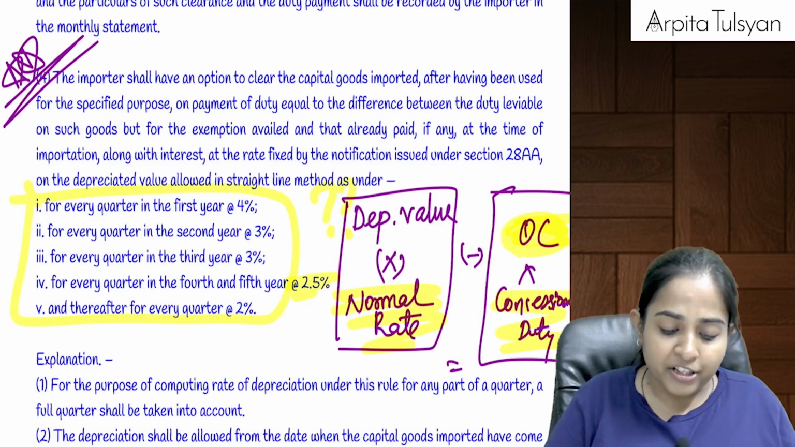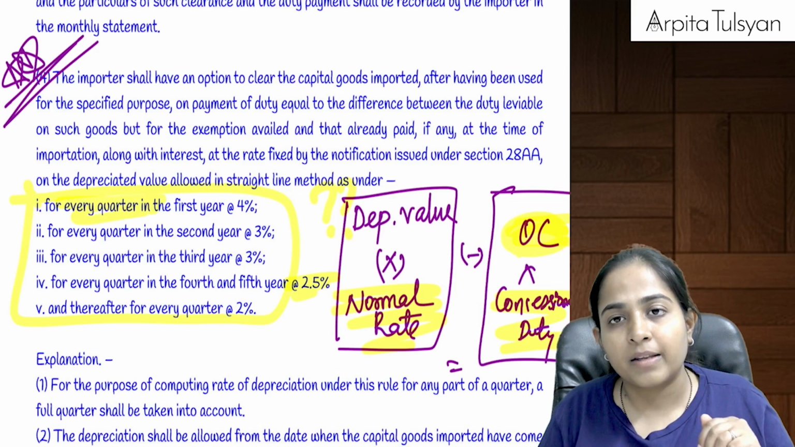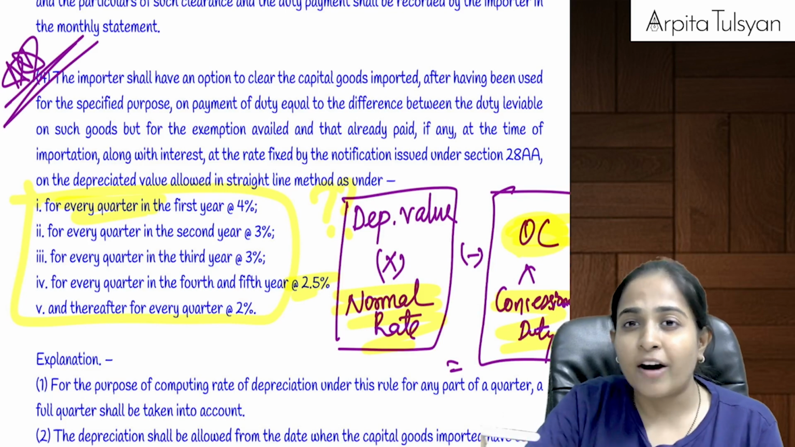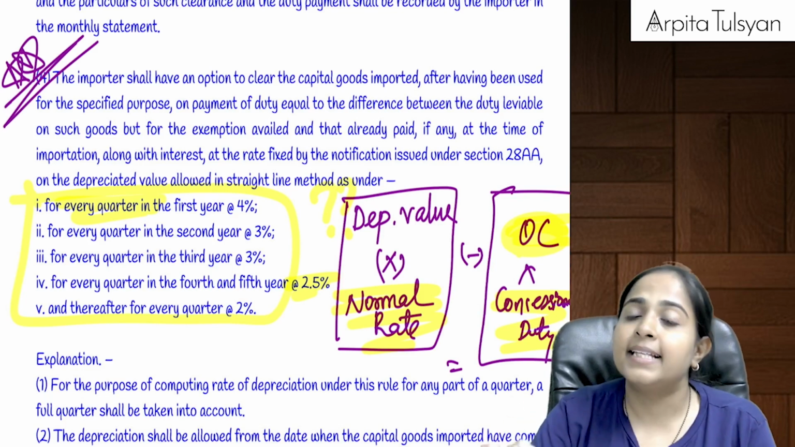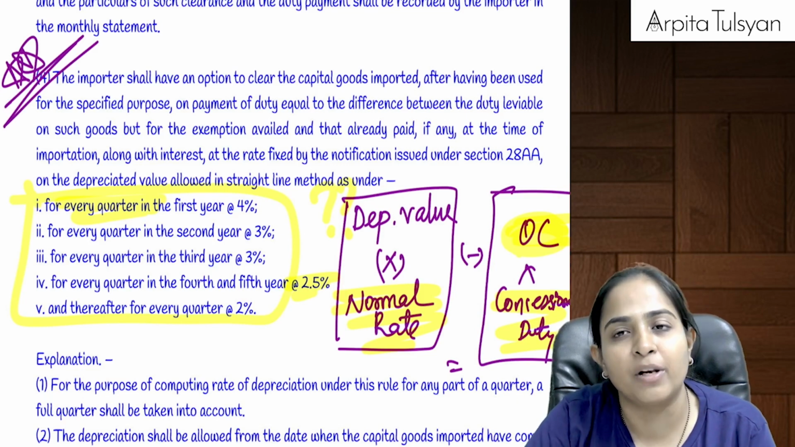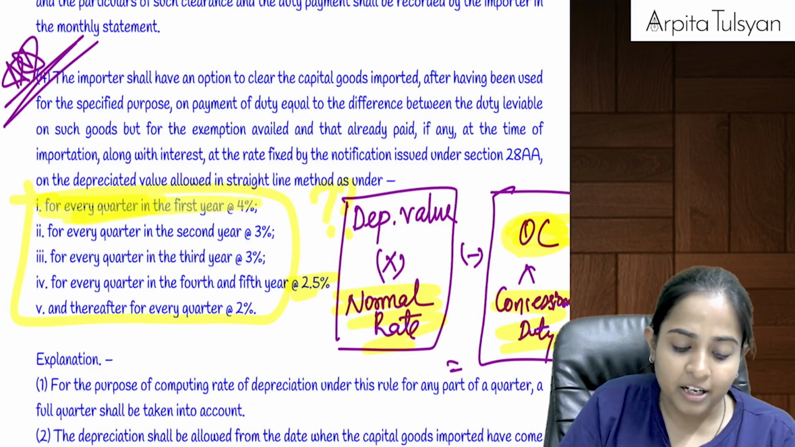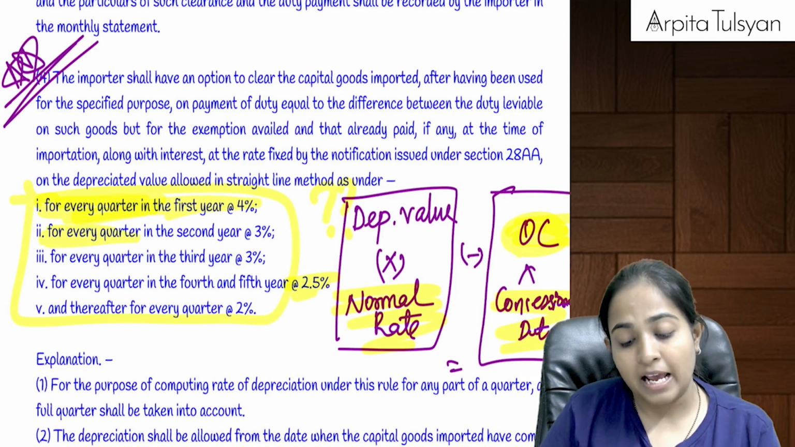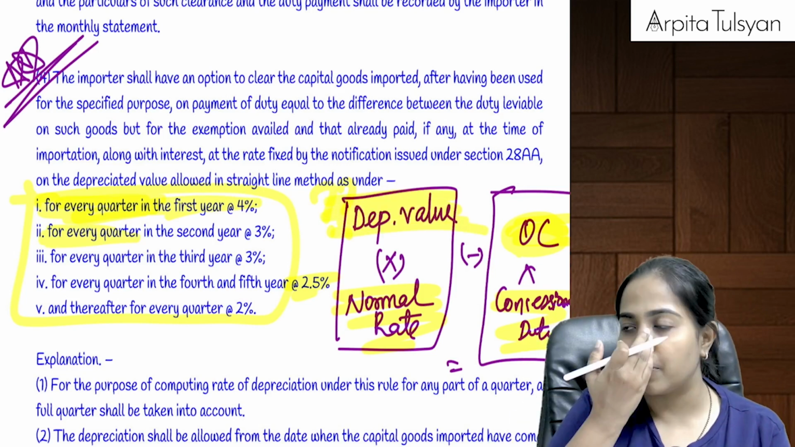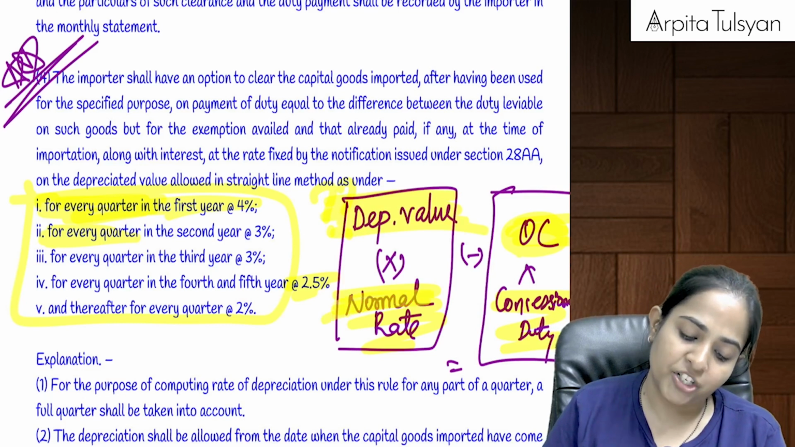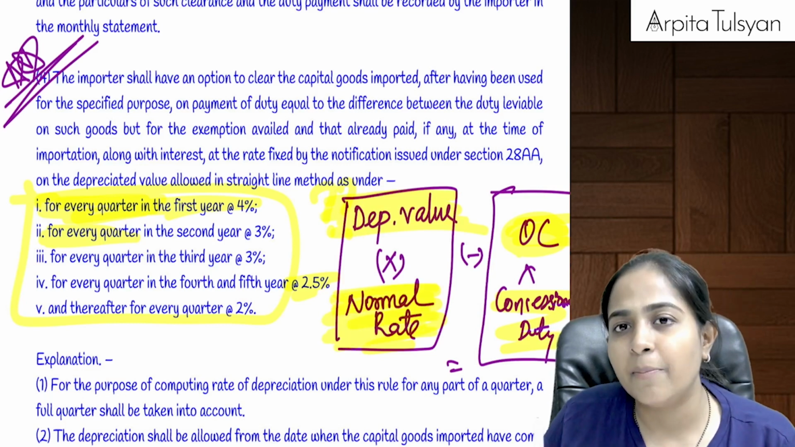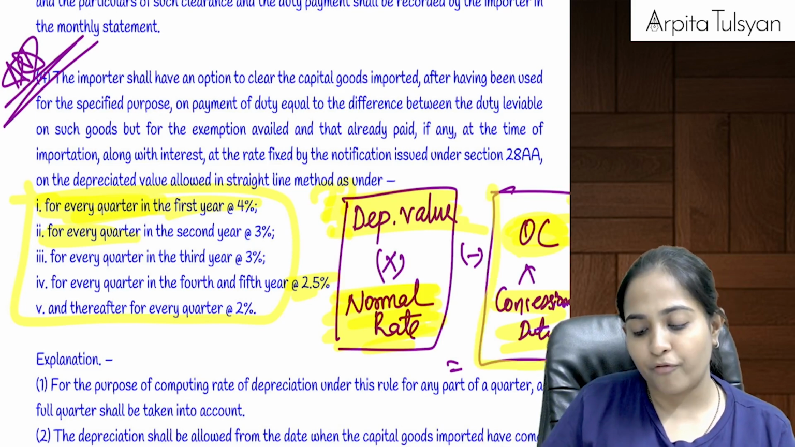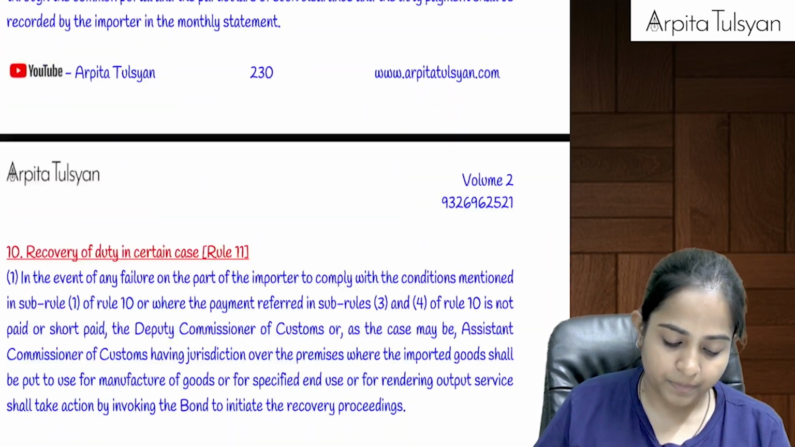So, let's say if I have used it for just 1 quarter in the first year, then only 4% depreciation will be done. Let's say I have used it for 1 full year, for 4 quarters, then 4 into 4, 16% depreciation will be applied. Let's say I have used it for 1 year plus 1 quarter, so 16% plus 3%, 19%. By reducing that much amount, I will get the depreciated value. Why am I applying the normal rate today? Because now I am going to use it for a non-specified purpose. And out of that, I have already paid some amount of duty on that capital goods, that will be reduced. Are you clear with this?